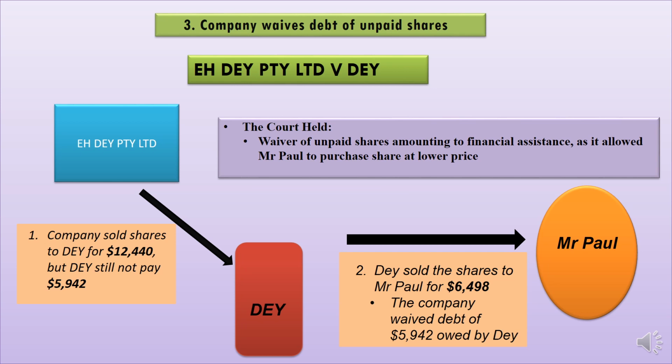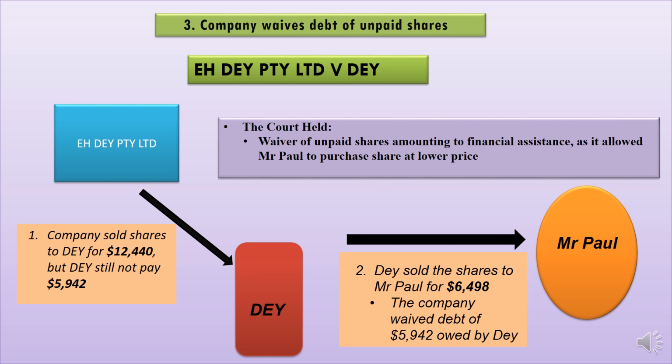But in this case, to allow Mr. Day to sell the shares and to allow Mr. Paul to purchase the shares from Mr. Day, the company waived the debt of 5,942 owed by Mr. Day. Once they waived the debt, Mr. Day was free to sell to Mr. Paul. And they sold the shares to Mr. Paul for 6,498 pounds. If the company did not waive the debts, they could not sell.